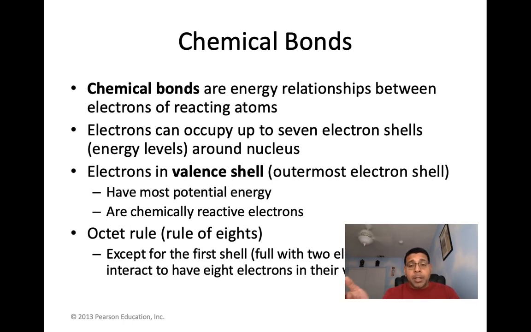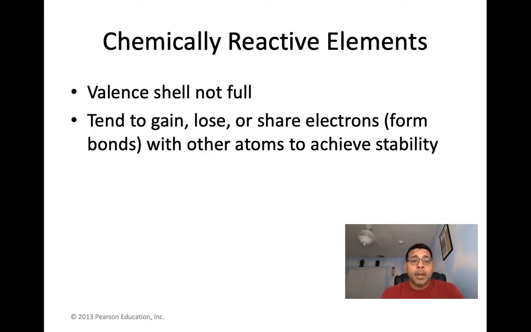There are 3 major types of chemical bonds that we're going to visit. So let's check out the types of chemical bonds. Again, there are 3 major types. These bonds result from attractive forces between atoms. So chemically reactive elements are elements whose valence shell is not full. And what did we say? They tend to gain, lose, or share electrons with other atoms to achieve stability. Like us, they want stability in life too.